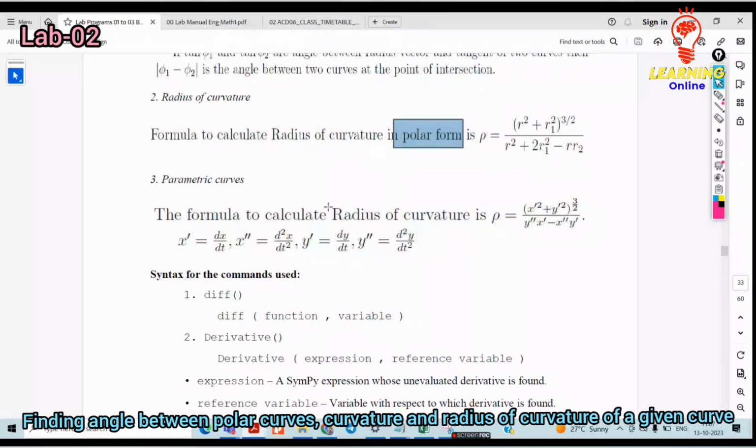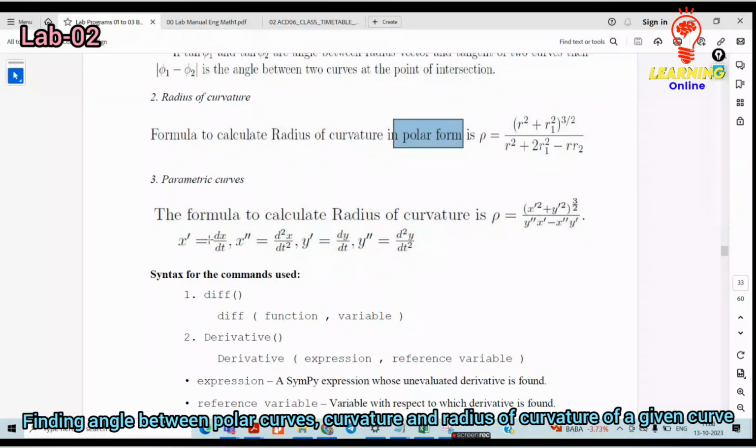Then parametric curves. Whenever there are multiple differential equations, at that moment we can proceed to determine the radius of curvature. That is rho is equal to (x dash square plus y dash square) raised to 3 by 2, divided by y double dash x dash minus x double dash y dash. What is this x dash? x dash is the first order differentiation. x double dash is the second order differentiation. y dash is the first order differentiation. Then y double dash is the second order differentiation. Those are the representations. Keep this in mind. This is the formula to be utilized to determine the radius of curvature.